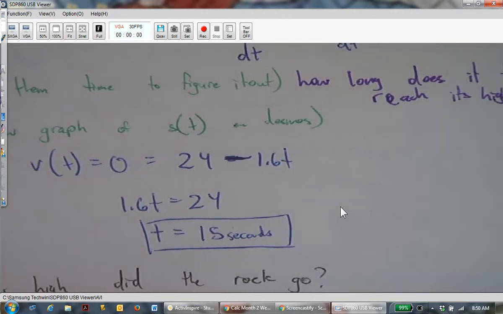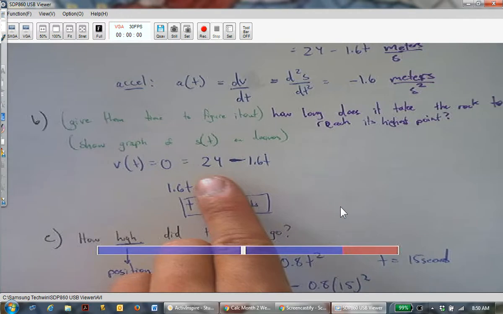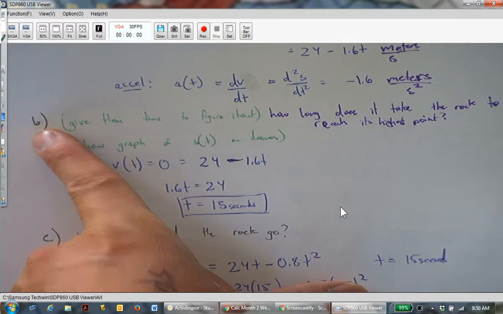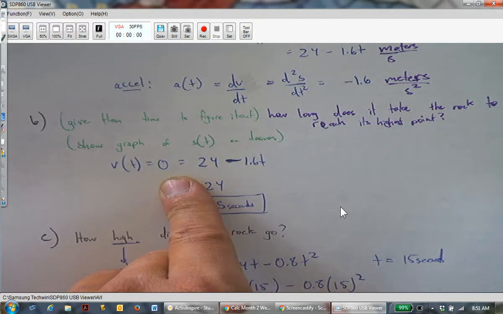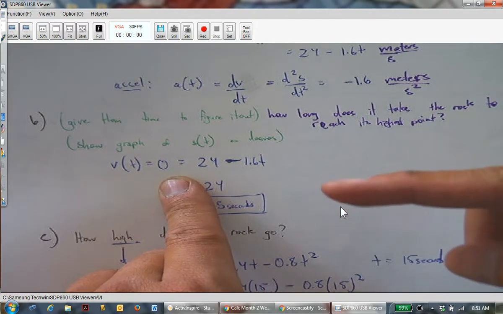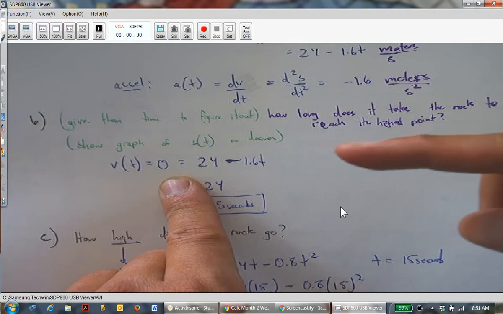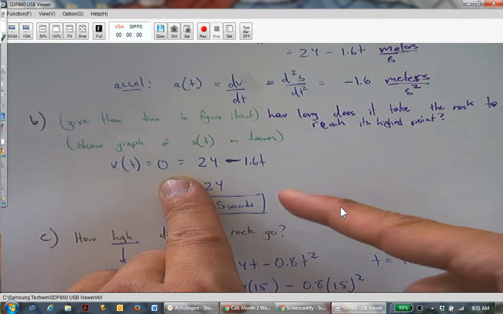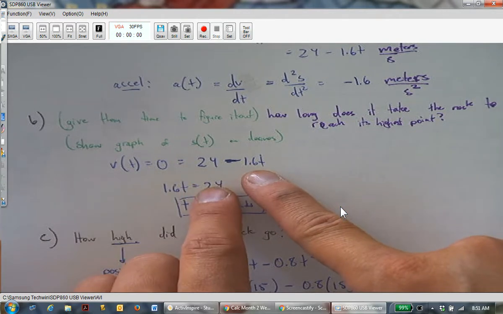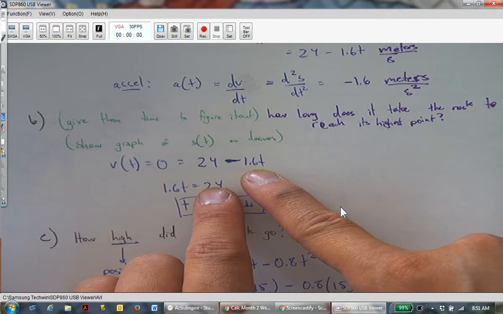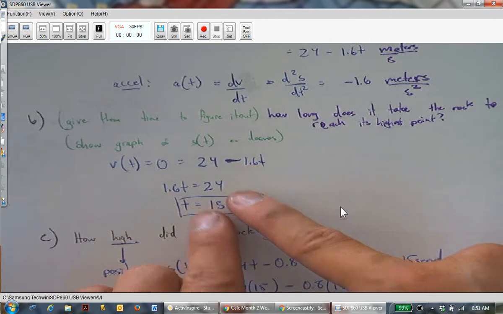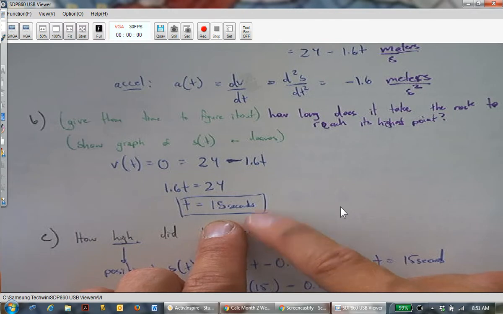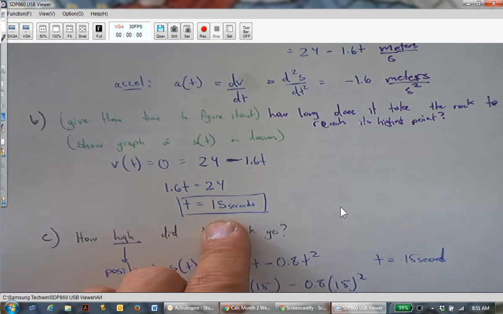So again, this is just for B. We knew that the velocity at the highest point, if I had to illustrate it for this person that's watching, has stopped. There's no velocity, so we take the velocity function and we set it equal to 0. We figured that out. It's 24 minus 1.6t, and then we used a little bit of our math technique to find out what t is equal to. That tells us the time where velocity is 0. That's 15 seconds, right? Not too bad.